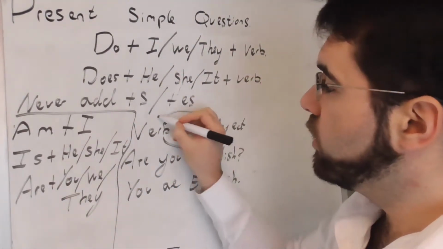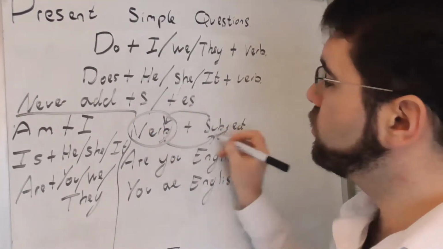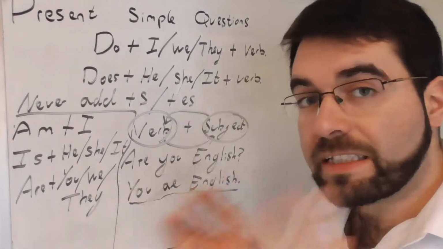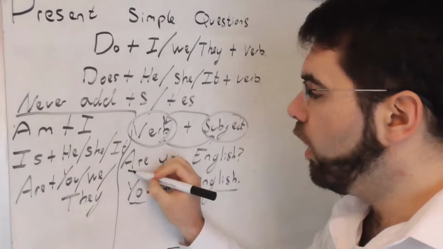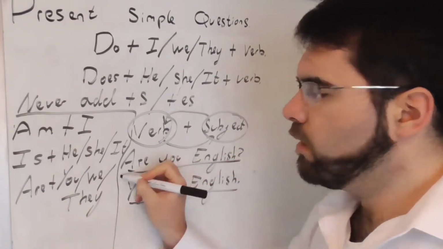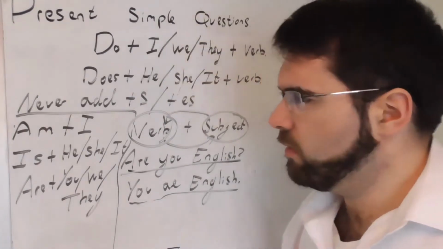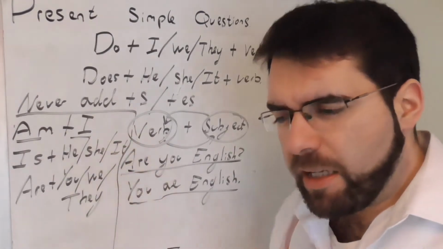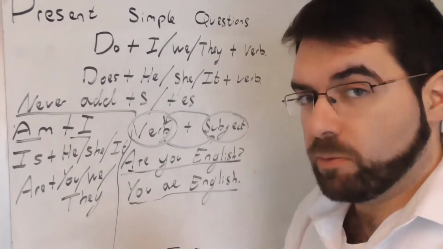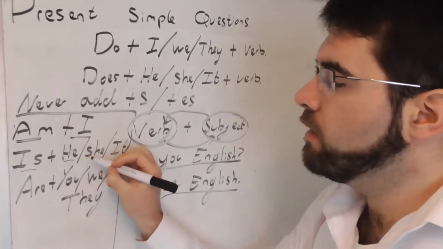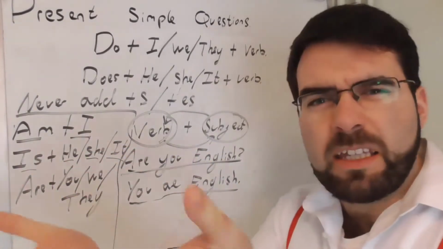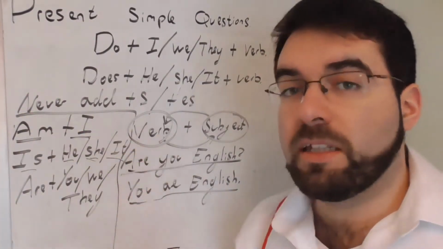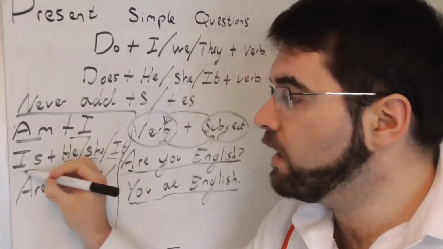So we simply switch the verb and the subject around in the sentence to go from a statement, you are English, to are you English? Are you English? And then we look. Am goes with I. Am I English? I am English. Is goes with he, she, it. He is English. Is he English? She is English. Is she English?